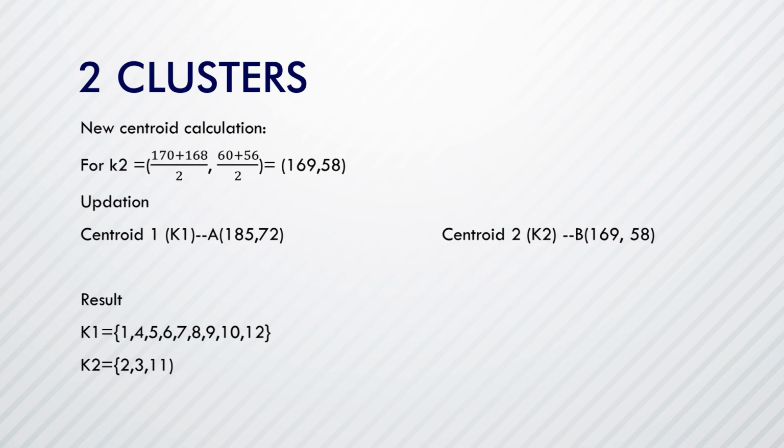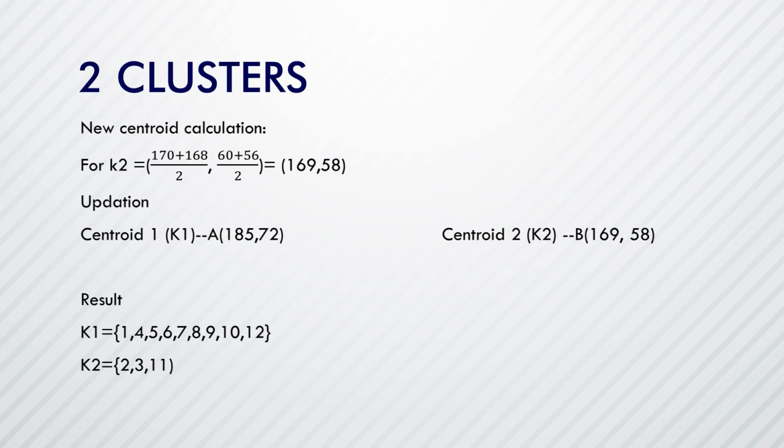For centroid 2, the value becomes 169,58. For centroid 1 it is similar, but because no point has been attached to the cluster of centroid 1, the value remains the same. So after updating the two clusters, centroid 1 is the same and centroid 2 changes to 169,58. This is the main step you have to perform: after putting a point, you again update the centroid. You can think of what the results are.